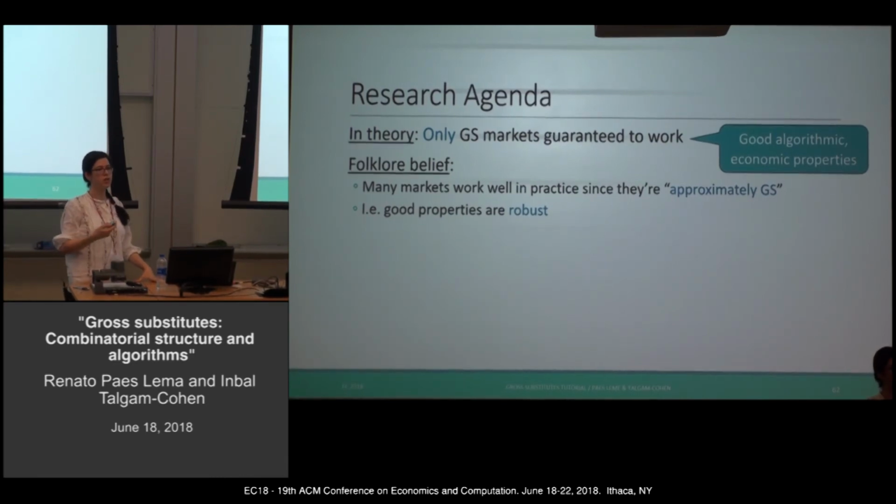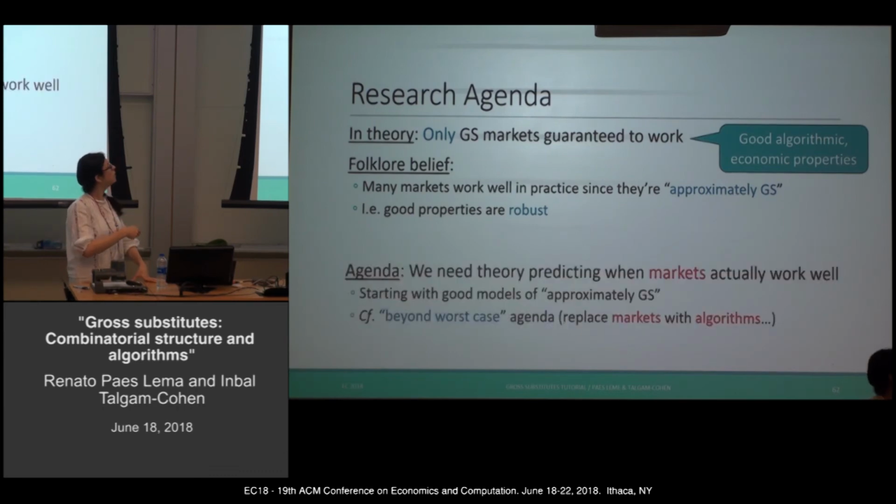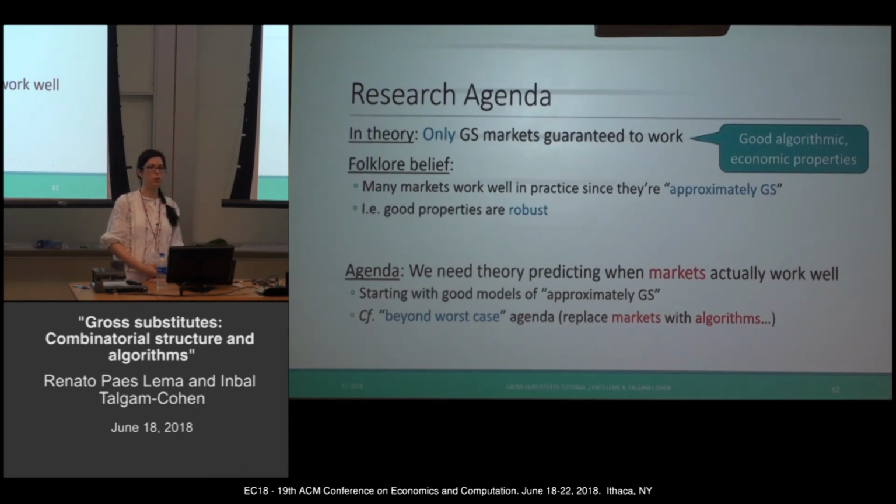Or in other words, the good properties are robust to deviating a little bit outside of gross substitutes. And the agenda is that we need theory that predicts when markets actually work well. So this is the kind of theory that we want. To develop this, we need good models of approximate GS. And it ties into the beyond worst case agenda, because if you just replace markets here with algorithms, it's the same goal. We need the theory that explains when algorithms actually work well, and not just in worst case.